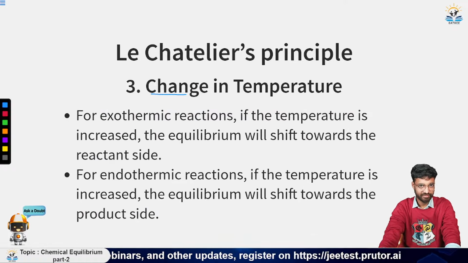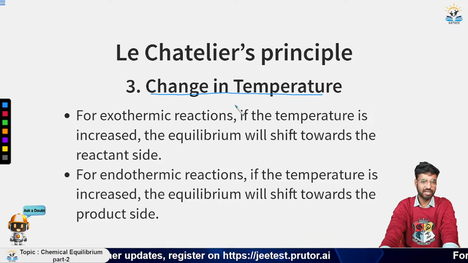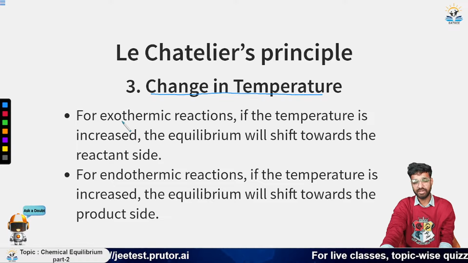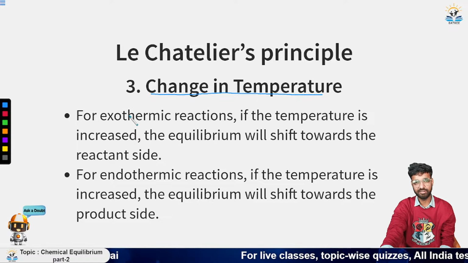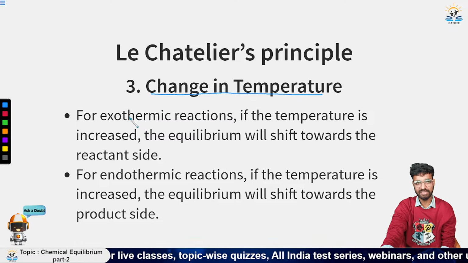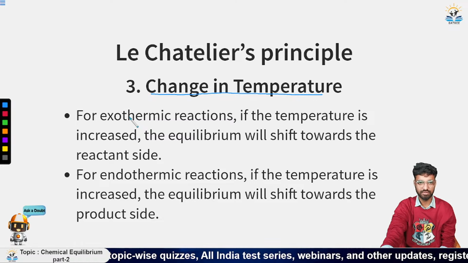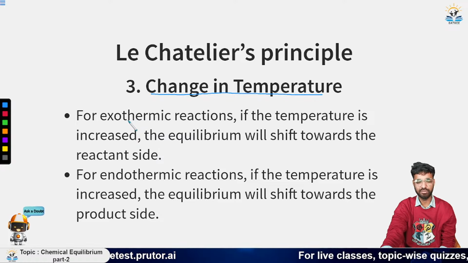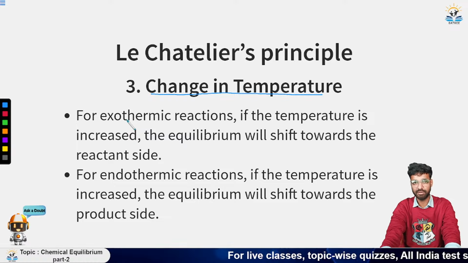Now next we will see the effect of temperature. What happens when we change the temperature? It depends upon what type of reaction we are considering. The effect of temperature and the effect of pressure both depend upon the specificity of the reaction. For pressure, we simply look at the number of moles in the chemical equation. But in the case of temperature, we have to be aware of the thermodynamic aspect of the reaction.